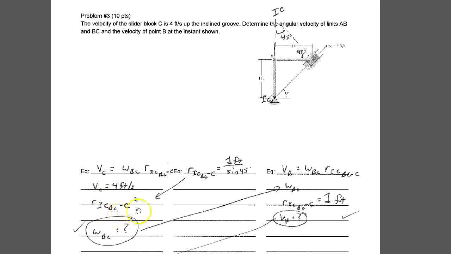And so if you know the R, then you know omega. Unfortunately, in this problem, you weren't given R or omega. So you come over here and you say r is equal to, and then this is the math to get r. So 1 foot divided by the sine of 45 degrees.